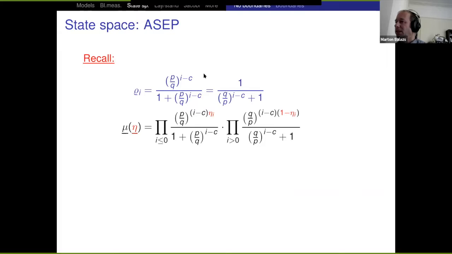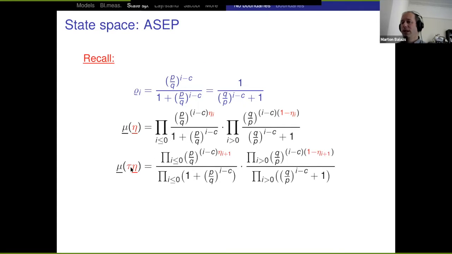So that's exactly Bernoulli. It turns out to be useful for negative sides, and for positive sides, it turns out to be useful to use this other form, which is equivalent. So these are just two equivalent ways of expressing the same thing. On the right-hand side, when eta is 1, then I have 1 over this stuff, which is exactly my rho. When eta is 0, then I have 1 minus that. So it's just a way of writing mu, really.